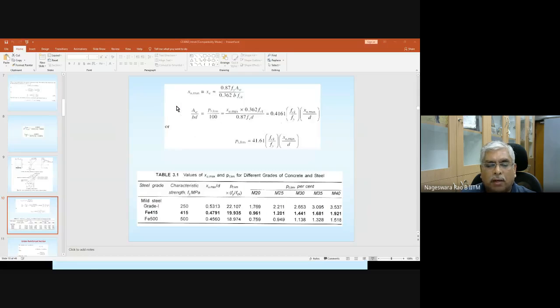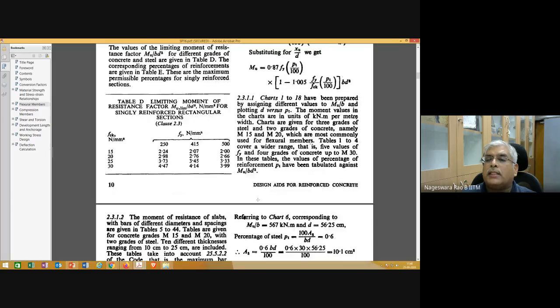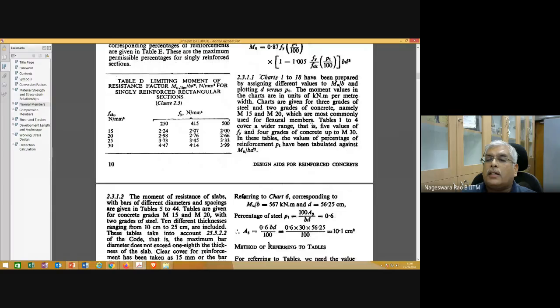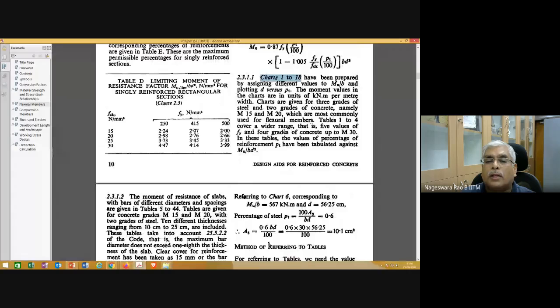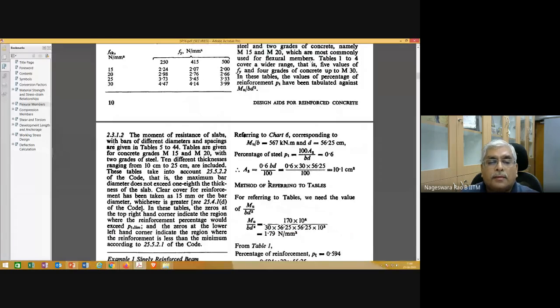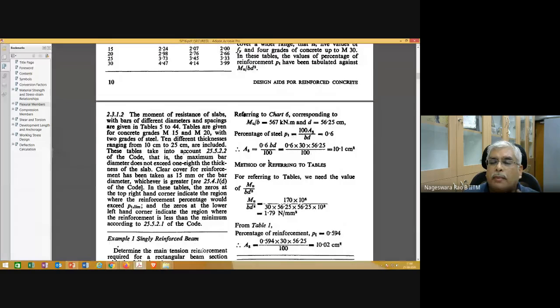Okay, so let me go to SP16. Where is it given in SP16? Here. Or let me directly go and show you. This is charts, and let's go to tables. Anyway, please note that if you want to design a beam or a slab, you design it for unit width. Okay. Anyway, let's read this.